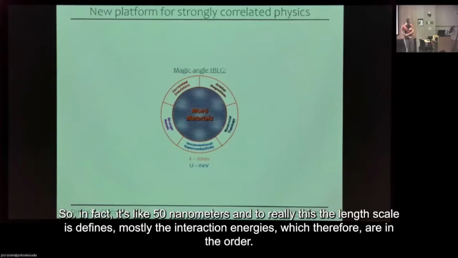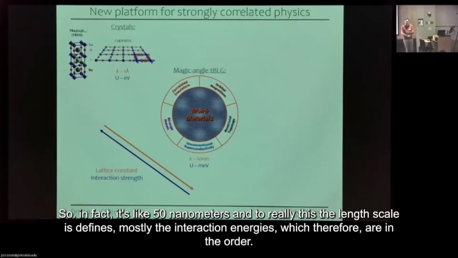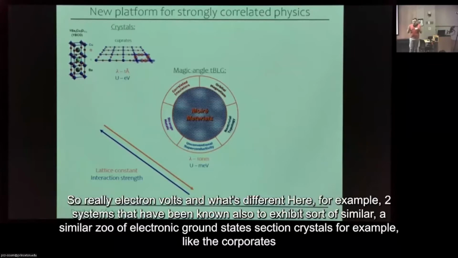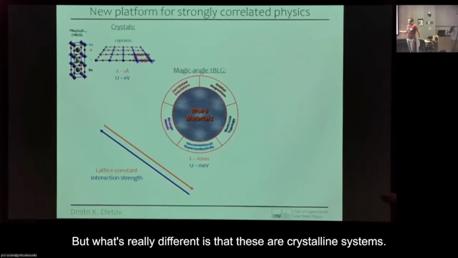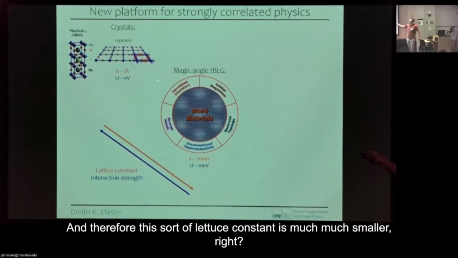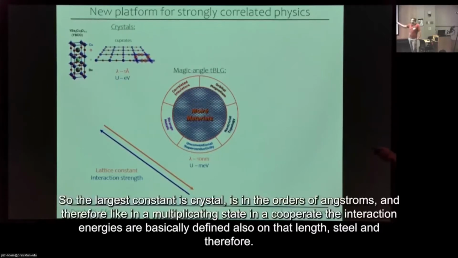And what's different here, for example, to systems that have been known to exhibit a similar zoo of electronic ground states, such as crystals like the cuprates or the iron pnictides and so on. This is, of course, very tempting to compare these systems. But what's really different is that these are crystalline systems, and therefore the lattice constant is much smaller, right? So the lattice constant of a crystal is on the order of angstroms, and therefore, like in a Mott insulating state in a cuprate, the interaction energies are also defined on that length scale, and therefore the interaction energies are much bigger. They're on the order of electron volts.